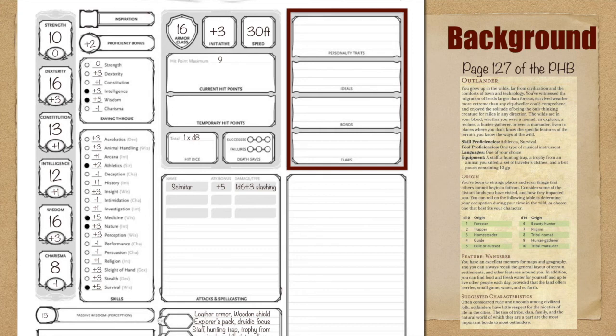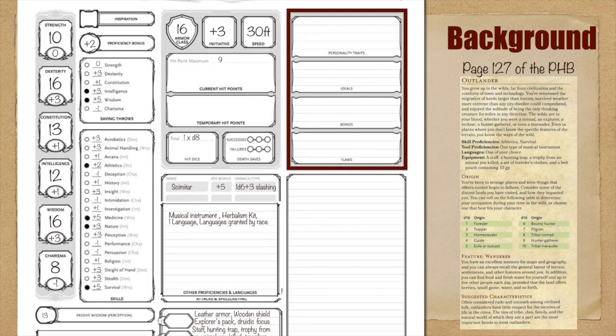It tells me that I'm also proficient with a type of musical instrument. I also get to choose another language, and I get some equipment: a staff, a hunting trap, a trophy from an animal you've killed, which you can determine at that point, a set of traveler's clothes, and a belt pouch containing 10 gold pieces. There's a little box in the bottom left-hand corner which I'd cut off previously because it wasn't too important, but it says other proficiencies and languages, and you can jot all of this down in this box.